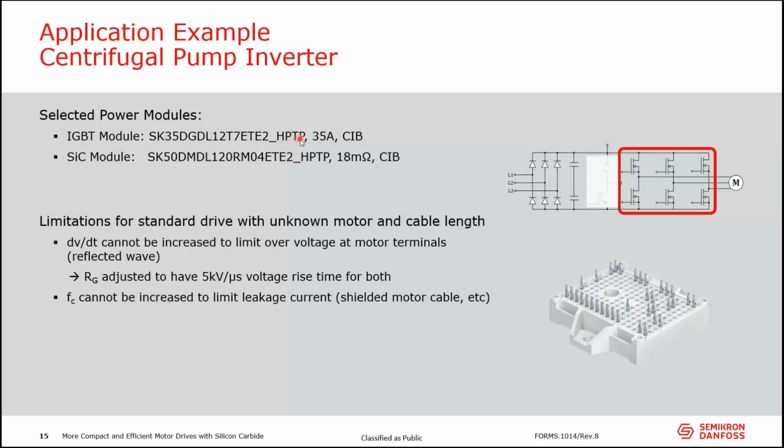It's an option that you can have from us with pre-printed thermal paste on the module when we deliver it. 35 amp in a CIB configuration. And for comparison, I used a similar one, same package, 18 milliohm ROHM Gen 4 chip in there, also CIB configuration. And then the conditions are the same for both, 5 kilovolts per microsecond, 5 kilohertz carrier frequency. And when I then compare the modules, what comes out is this.